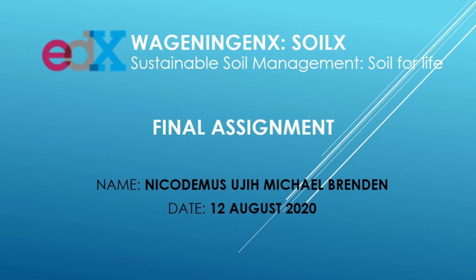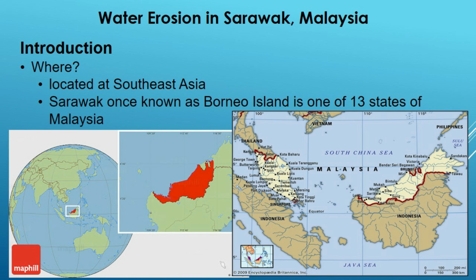This is my final assignment for the online course Sustainable Soil Management, Soil for Life. My case study is about water erosion in Sarawak, Malaysia. Sarawak is located in Southeast Asia. Sarawak is on Borneo Island and is one of the 13 states of Malaysia.